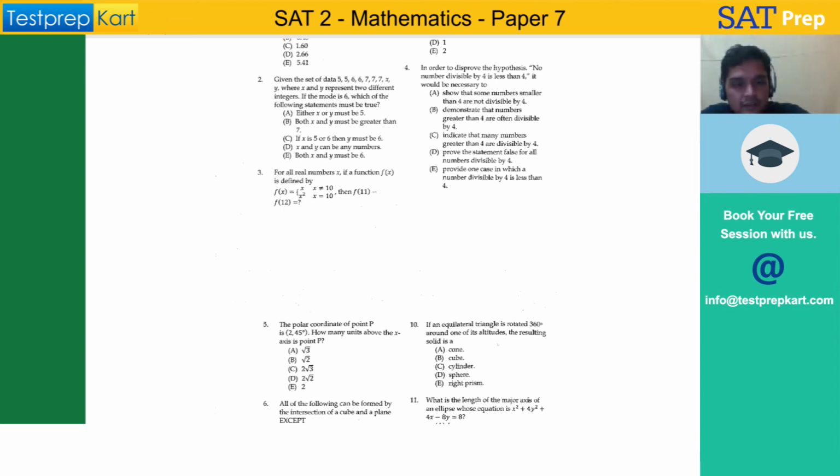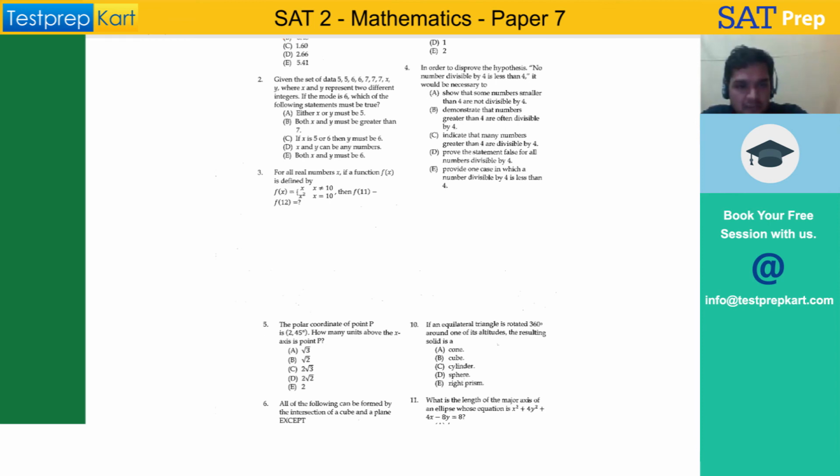Second question. Given a set of data 5, 5, 6, 6, 7, 7, 7, x, y, where x and y represent two different integers. If the mode is 6, which of the following statements must be true? So the mode is the term which comes the most number of times in a set of data. Here 5 came twice, 6 twice, 7 thrice, and x and y. So they are saying the mode is 6.